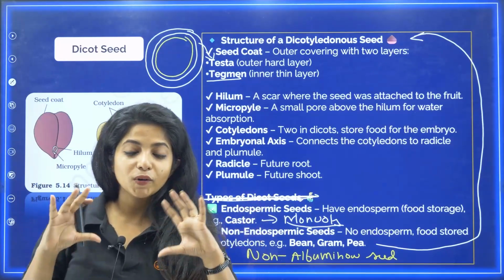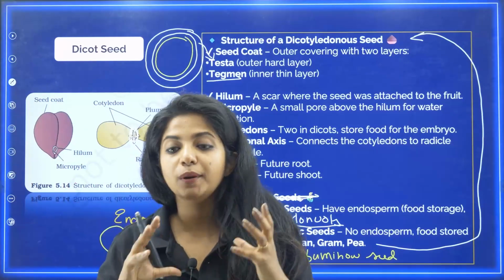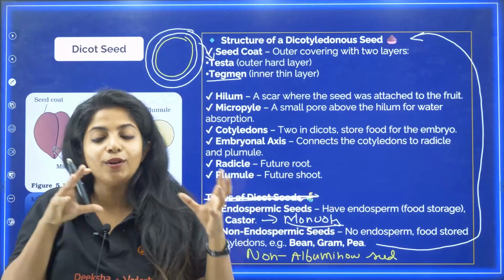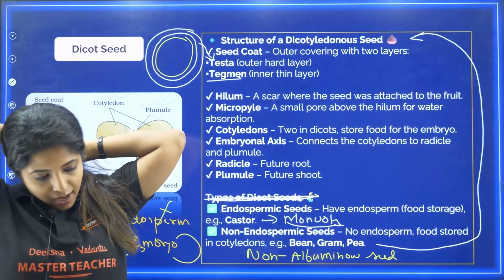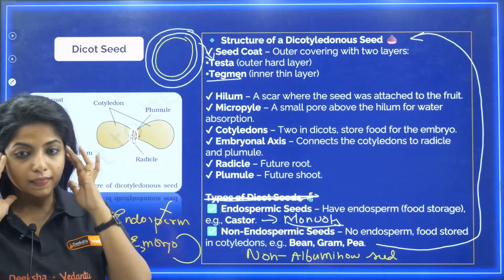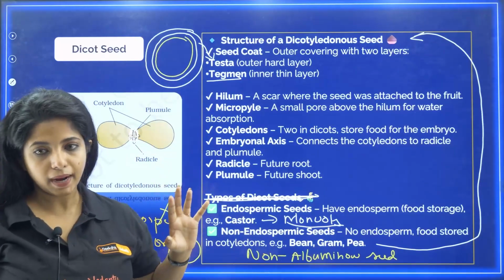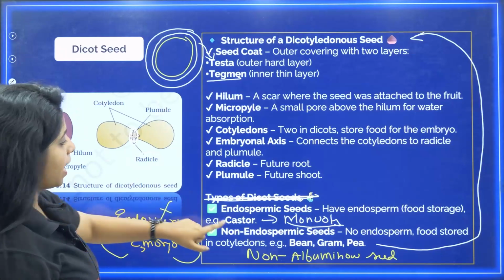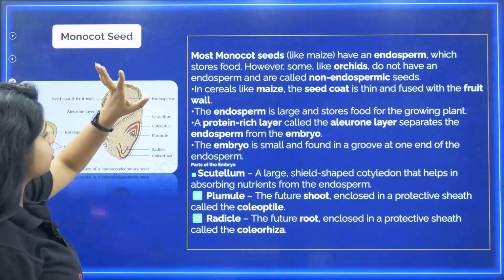My dear children, always understand the seed is nothing but the ovule. So whatever was there in the ovule will be there in the seed also somehow. And there will be obviously some changes because it has undergone fertilization now. So this is about a dicot seed. They are non-endospermic or non-albuminous seeds because they do not have any endosperm left behind.